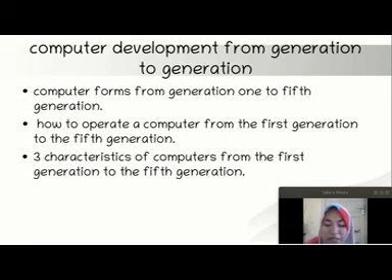So, from the above explanation, it can be concluded that computers from generation to generation have different forms with very good development. Even in terms of their operation, they have increasingly sophisticated development. In addition, each generation of computers has characteristics that can distinguish between all generations of computers.